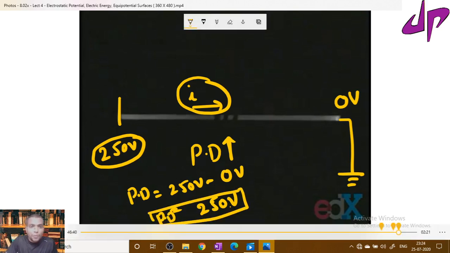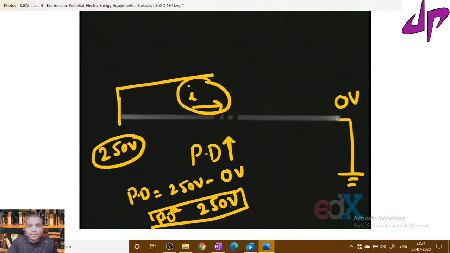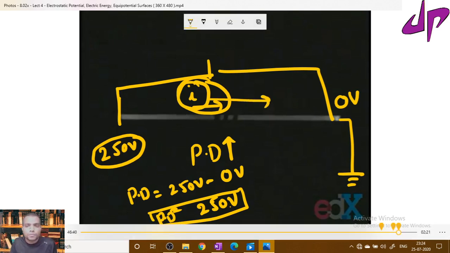250 volt is the potential difference between these two points. That 250 volt is enough and more to cause more electrons to flow through the bulb. In that case, the bulb will glow much brighter. So for the fluorescent lamp to glow, it requires a potential difference. That is the importance of the potential difference.